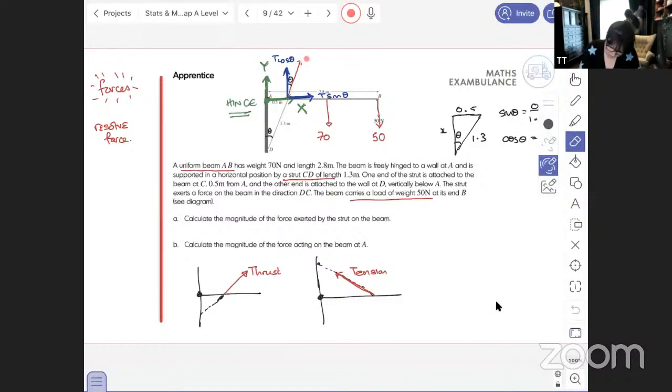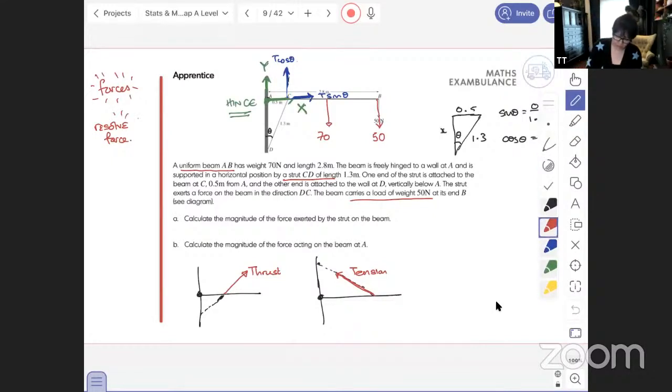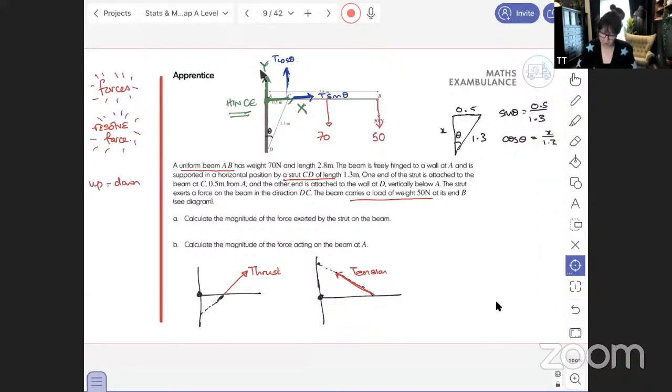And that, what I just did, is really the hardest bit, resolving the forces and drawing the diagram, because now up is down. So equation 1 is going to be Y add T cos theta equals 70 add 50. This is not a very tough moments question. No, there's much harder than this. That's why it says apprentice. But moments is tough until you start practicing.